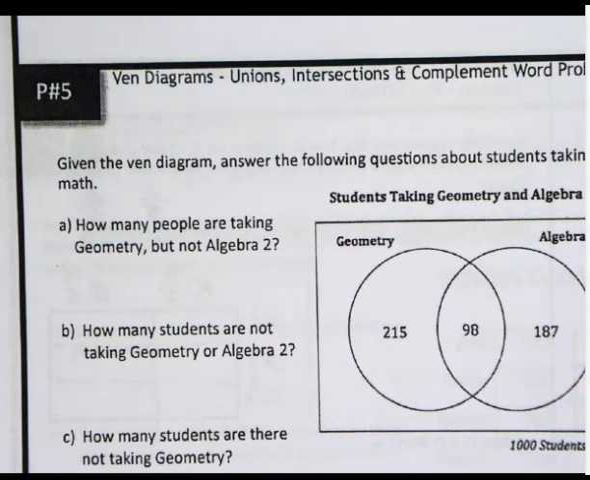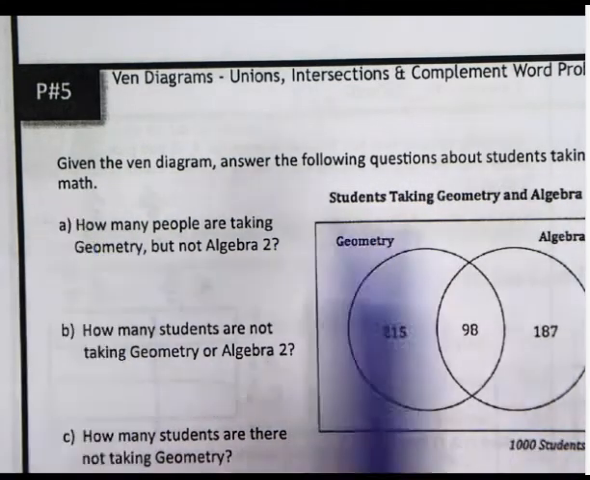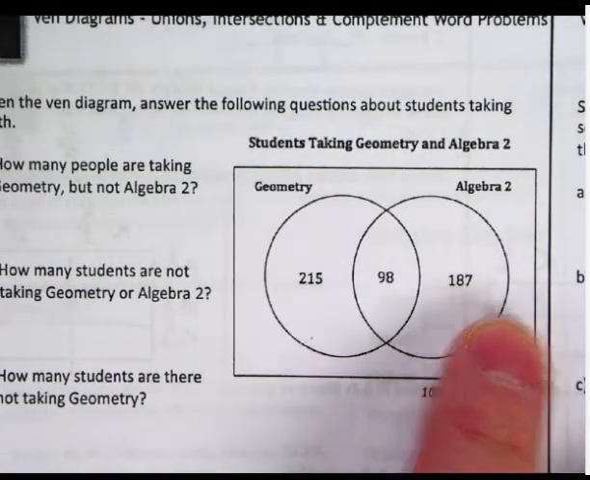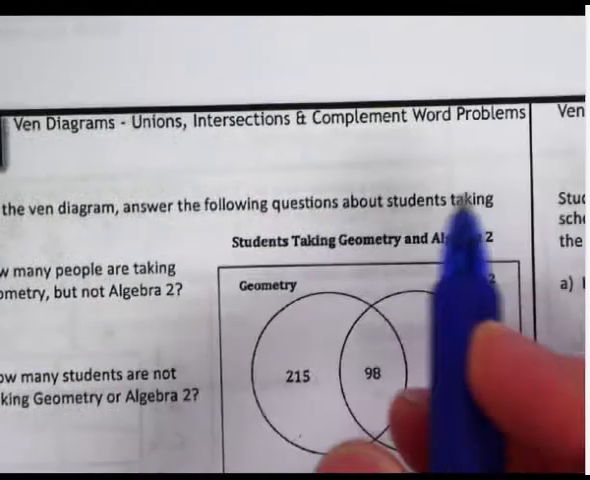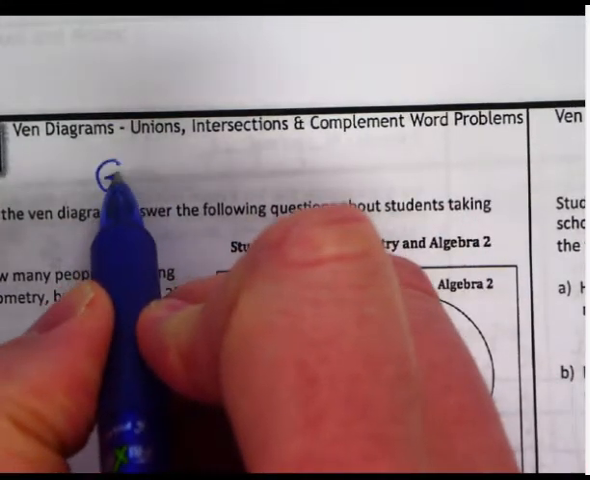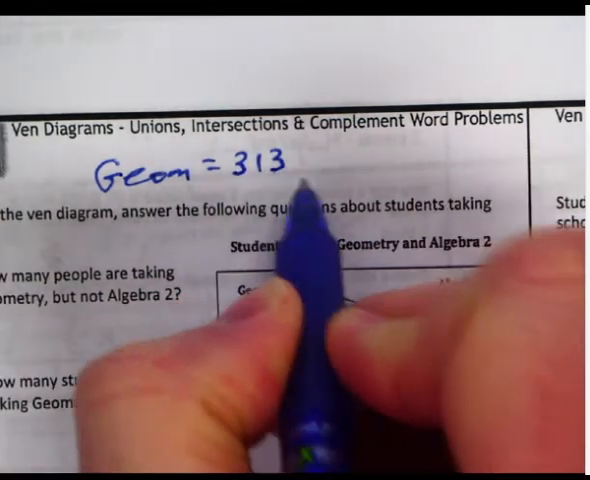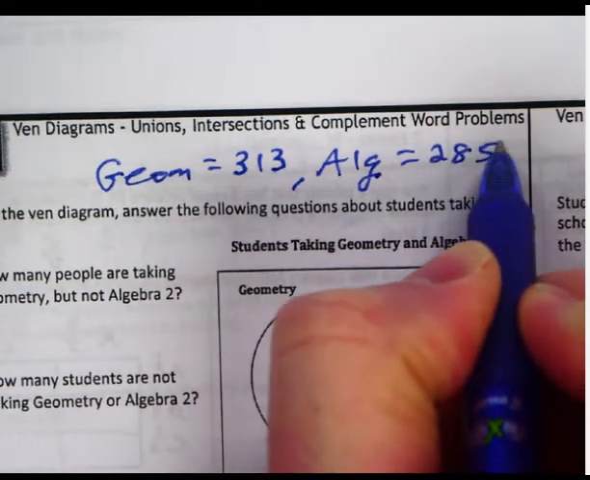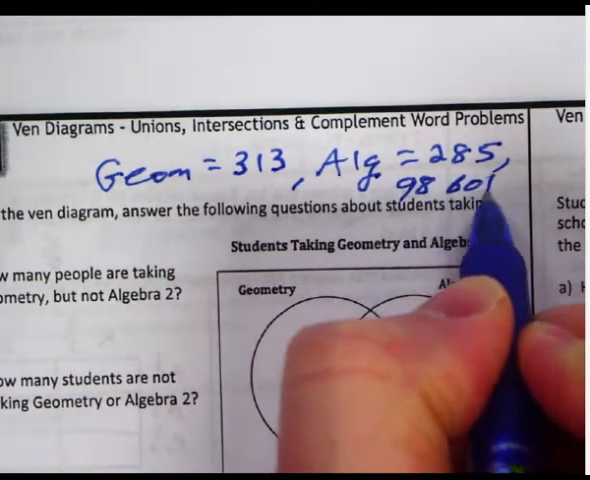So as we look at this question, it says, given the Venn diagram, answer the questions about the students taking math. Right now you've got everything filled in, which is kind of nice. I have a feeling most of the time when you do a question like this, though, you do need to understand the skill of what if they just told you that the number of kids taking geometry was 313, the number of kids taking algebra 2 was 285, and then they also told you there are 98 kids taking both.